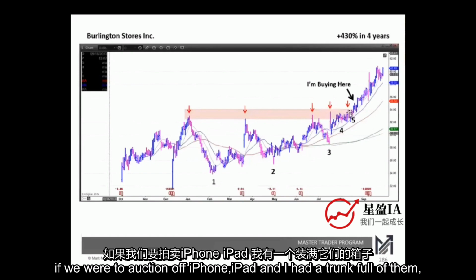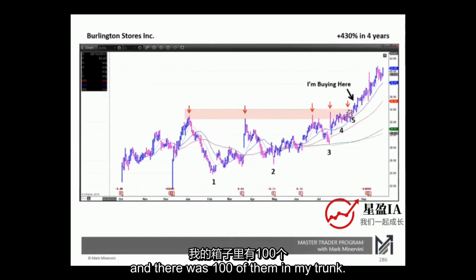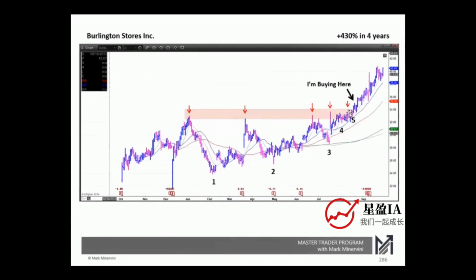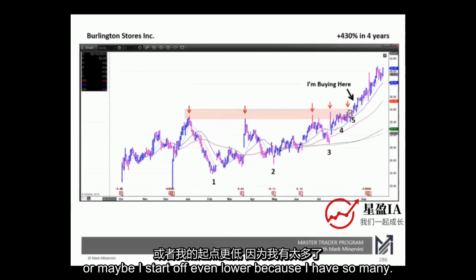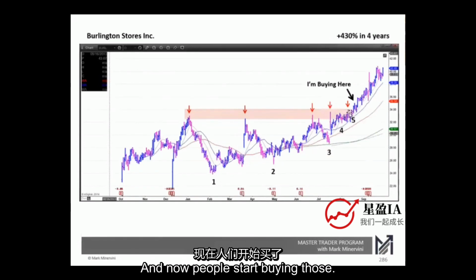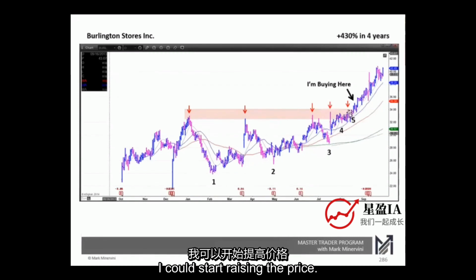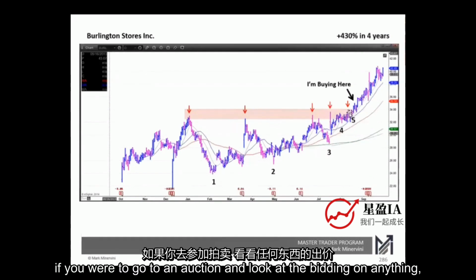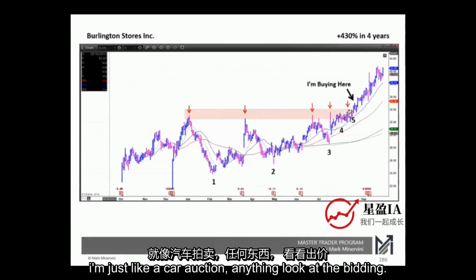It's no different than if we were to auction off, let's say, iPhones or iPads, and I had a trunk full of them, 100 of them, and I said, hey, I've got iPads for whatever, $1,000 apiece, or maybe I start even lower because I have so many. Now people start buying those, and as the supply gets lower, they become more valuable, and I could start raising the price. It's very, very simple. If you were to go to an auction, like a car auction, anything, and look at the bidding.